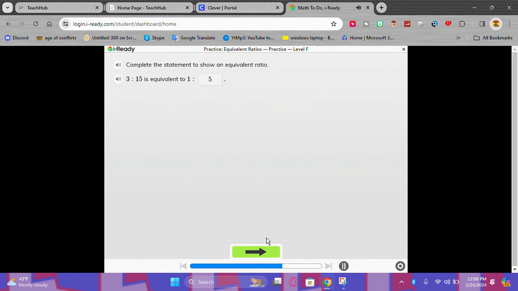Remember, you can write a ratio with a colon. This ratio is 18 to 10. Complete the statement to show an equivalent ratio.